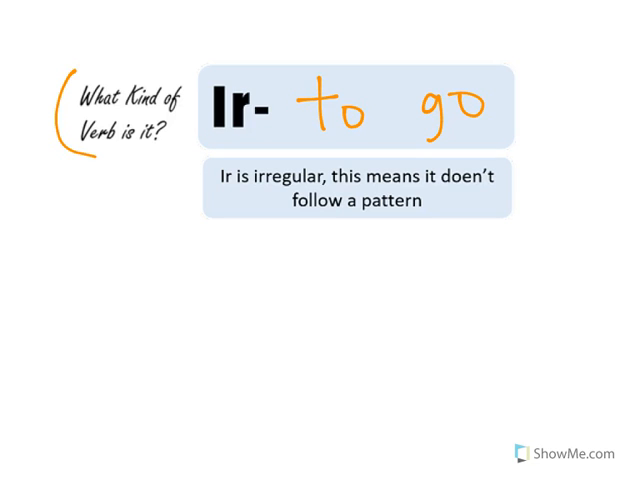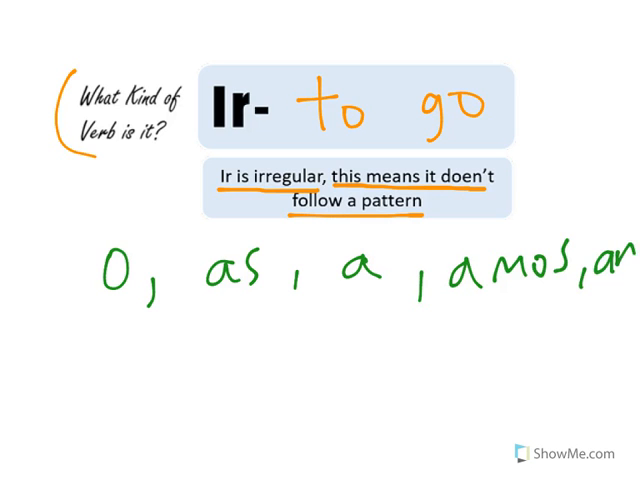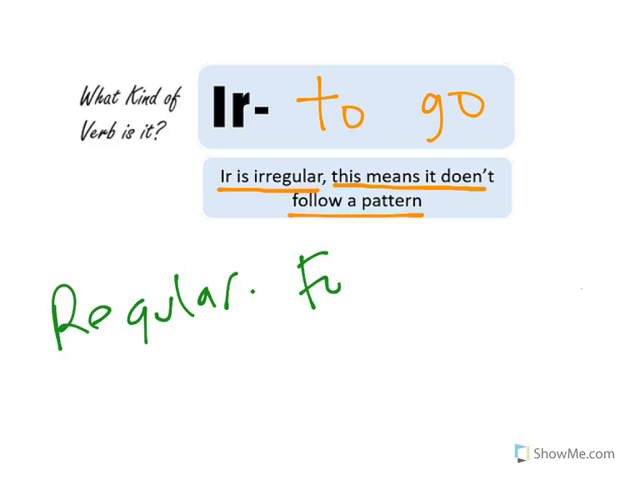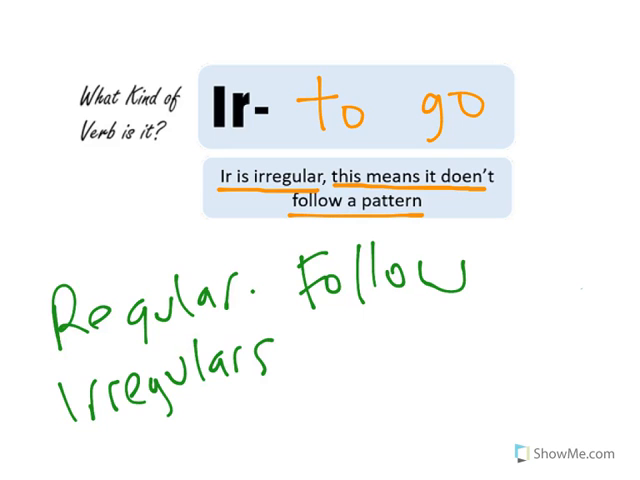Alright, and this is called an irregular, because it means it doesn't, oh, I misspelled that. It doesn't follow a pattern. A pattern like o, as, a, amos, an. So it doesn't follow that. That's why it's called irregular. That's why it needs its own set of notes. So anything that does follow a pattern will be regular. Regular, they follow patterns. Irregulars don't follow patterns. Okay.